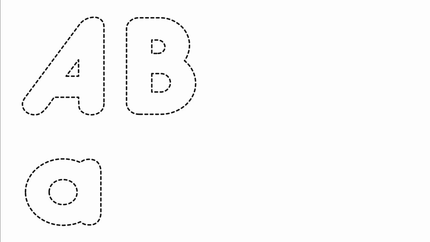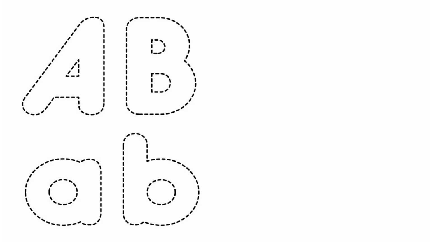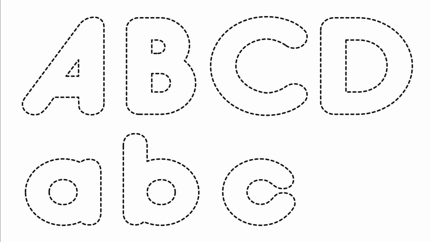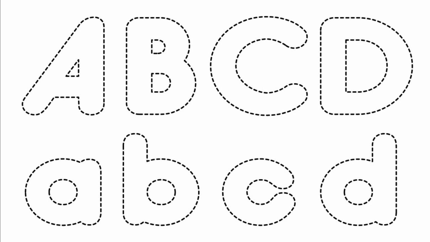Today, we learn the alphabet letter A to Z. Uppercase A. Lowercase A. Uppercase B. Lowercase B. Uppercase C. Lowercase C. Uppercase D. Lowercase D. Let's trace and paint them together.